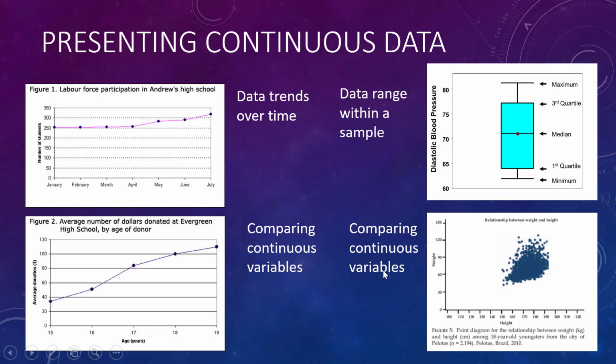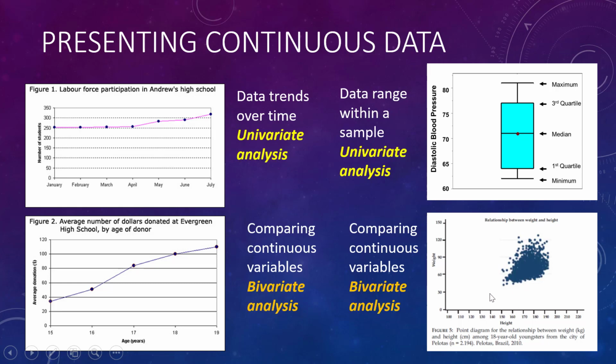Here's comparing different continuous variables. So this is looking at height versus weight, and now we see several data points in the middle there. When we look at all of these, we're really looking at univariate analyses here and bivariate analyses here. So with this, we're measuring number of students. Granted, it's over time, but it's one variable that we're interested in. So over time, we're just measuring along, which is why it's called univariate.